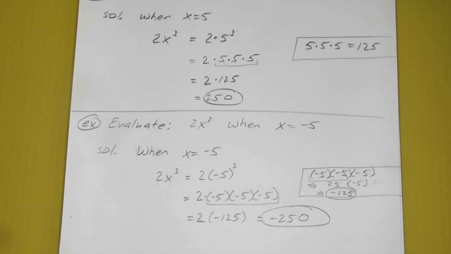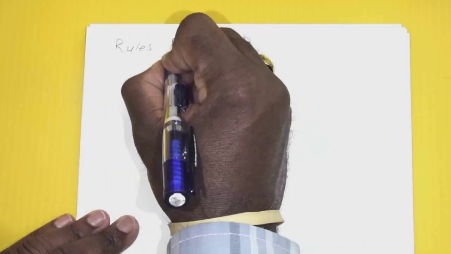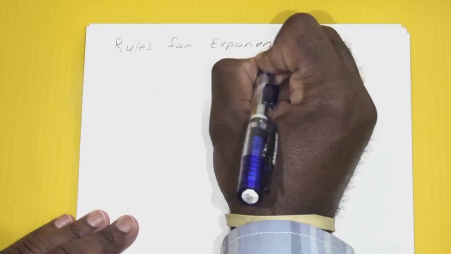Okay, so let's see. Let me pick a good one. We'll start with the rules of exponents. Looks like everyone's done writing. Now we get into our rules for exponents.